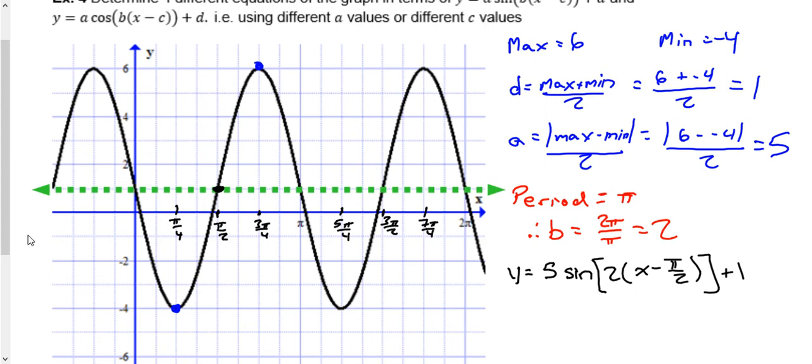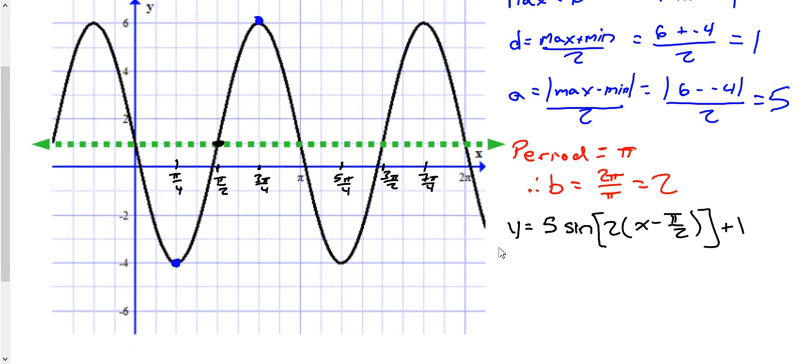The next one is, let's do one without a phase shift. So we got y equals, well, without a phase shift, I'm right here. This is a negative sine curve, so I'm going to go negative 5 sine 2 of x plus 1. And so this one, with that reflection, needs no phase shift.